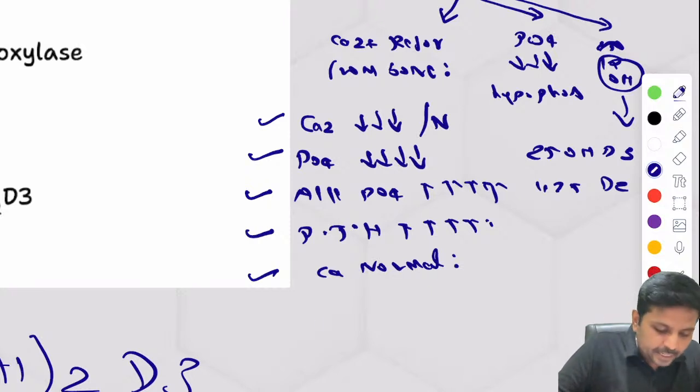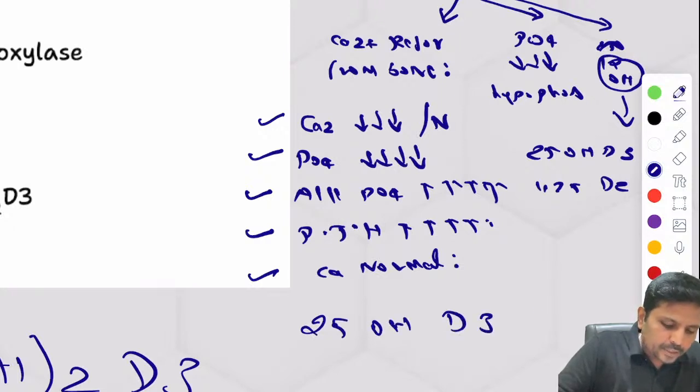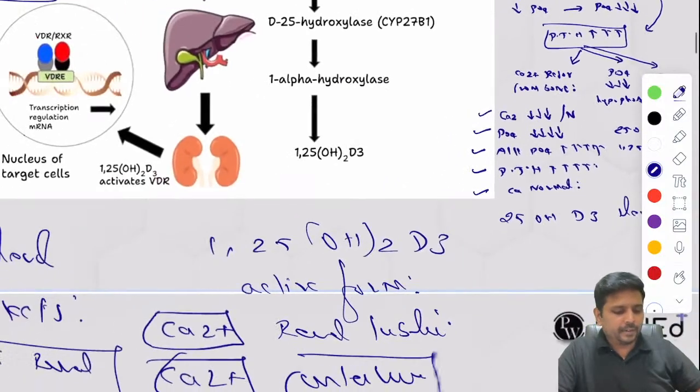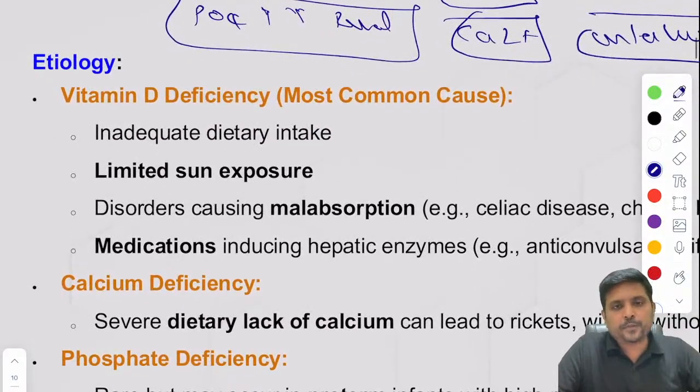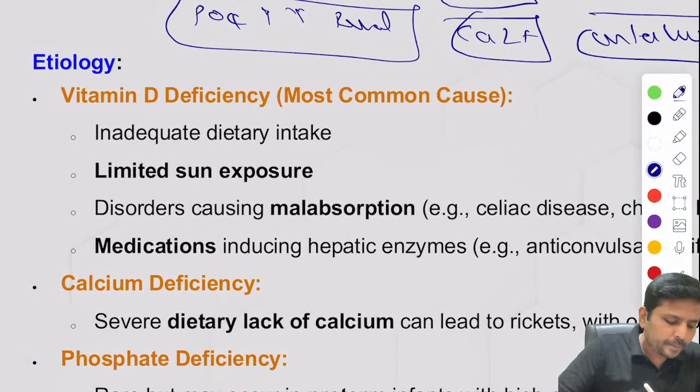What is the investigation of choice? The investigation of choice is 25 OH-D3 levels in the blood. Okay. What are all the causes for vitamin D deficiency?